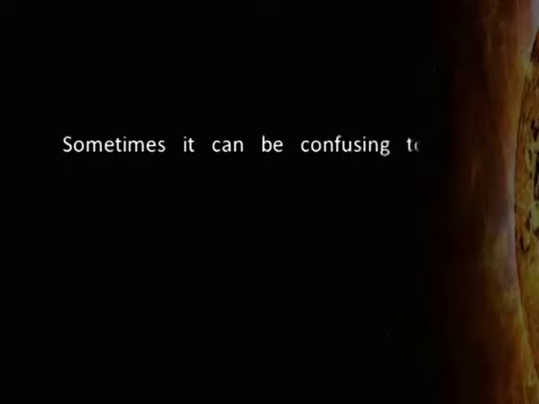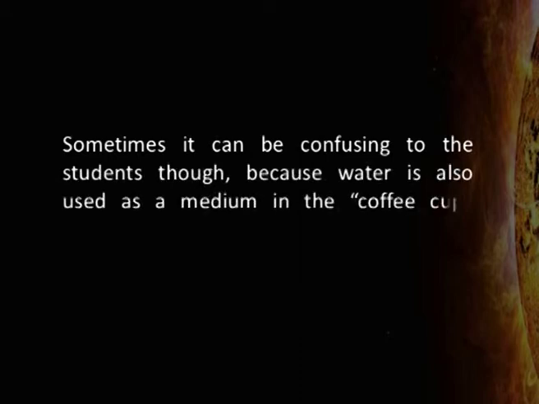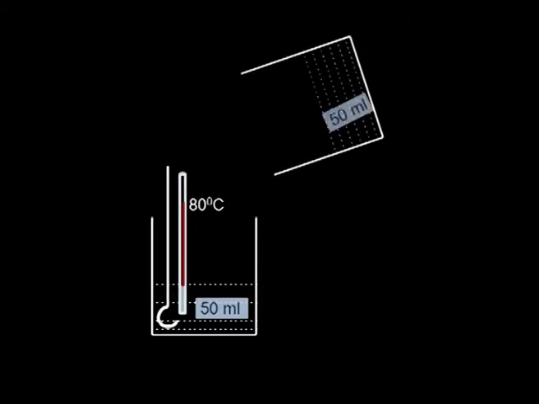Normally water is used as a medium because it is safe and easy to use, and it has a constant heat capacity of 4.184 joules per gram per degree Celsius. Sometimes it can be confusing to students though, because water is also used as a medium in the coffee cup calorimeter. Suppose we add 50 ml of hot water at 80 degrees Celsius to 50 ml of cold water at 20 degrees Celsius. Now hot water will transfer heat to cold water.